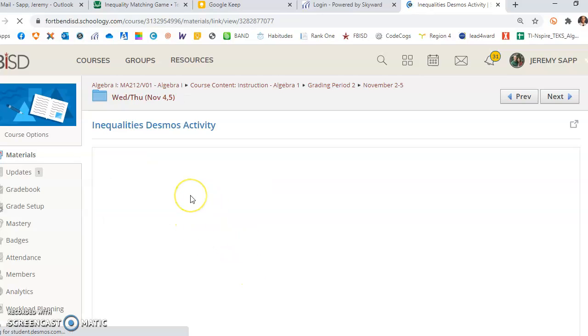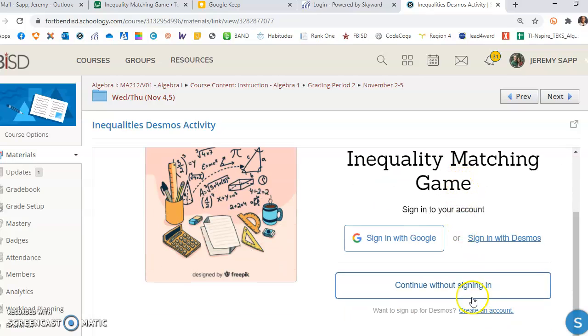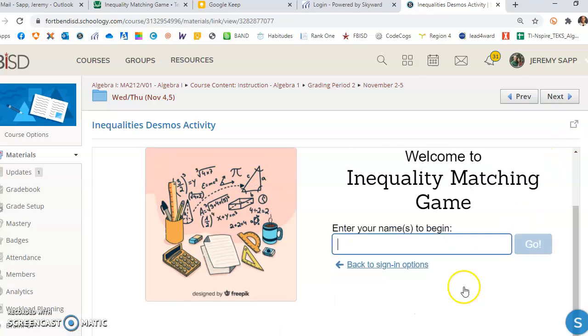Now understand that I can see everything that you're doing, writing down, and submitting. And I will be checking it. So now what you're going to do is you're going to click this pop-out window right here to open it in a new tab. And you are going to continue without signing in. Whenever you click this right here, you will be asked to put your name in. This is how I check to see that you are actually working on the assignment, right? So if my name is Billy Joe, I would type in Billy Joe. I don't have a Billy Joe, but I would type in Billy Joe, and then let's go. All right, so that will cue you to start your inequalities matching game.